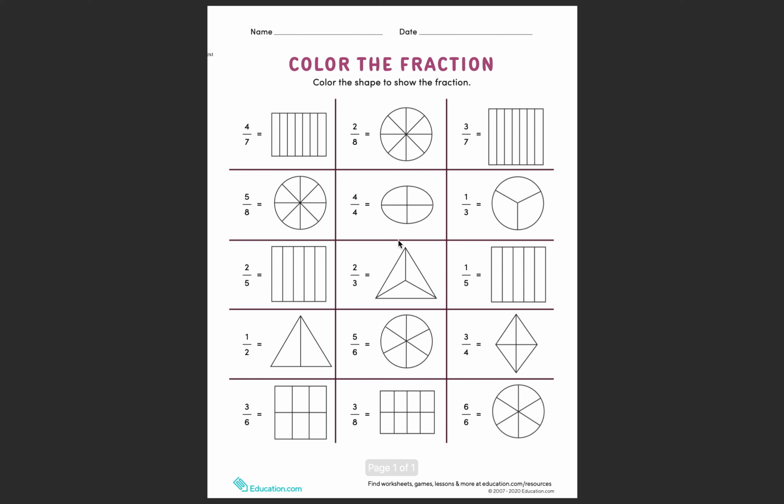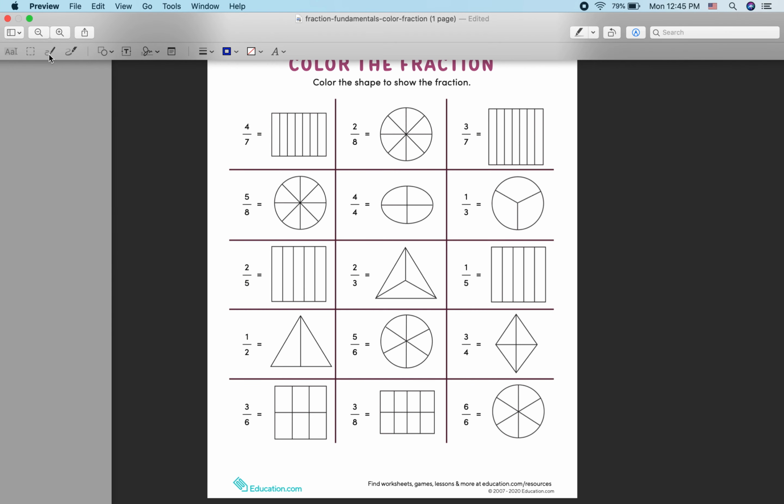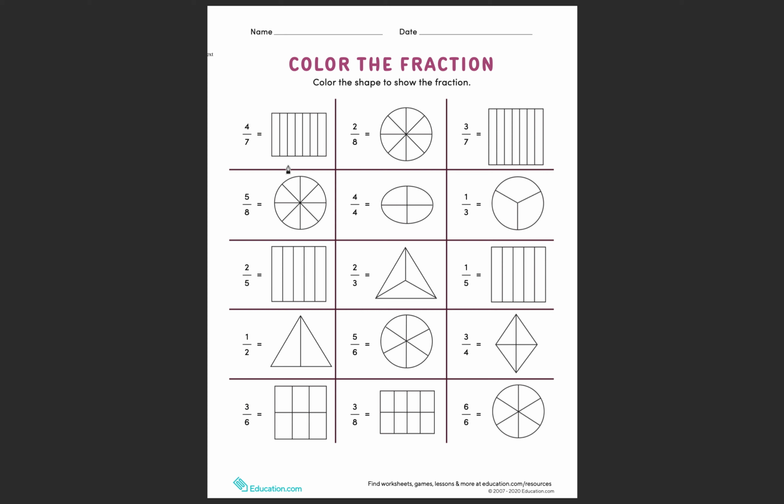The first worksheet we have is color the fraction. So we're going to start off with 4/7. In order to do that, we have to scribble in 1, 2, 3, 4 out of the 7 squares. Let's make this x. So we know 4 out of these 7 should be shaded.